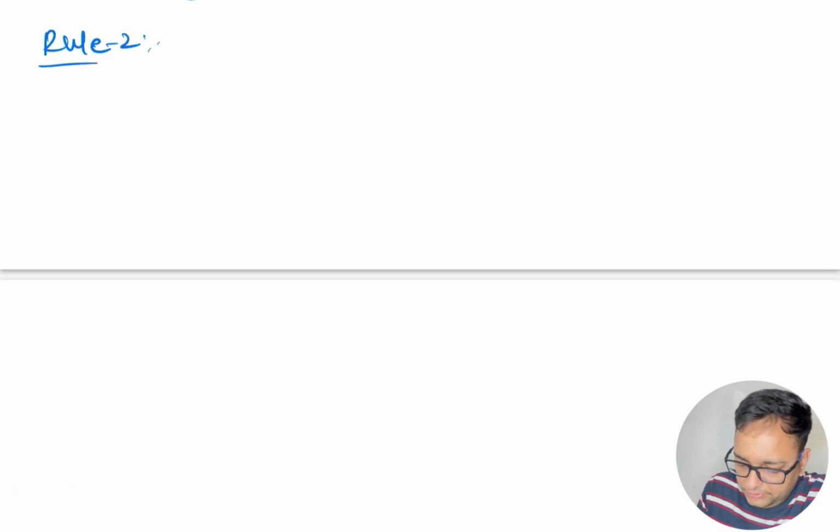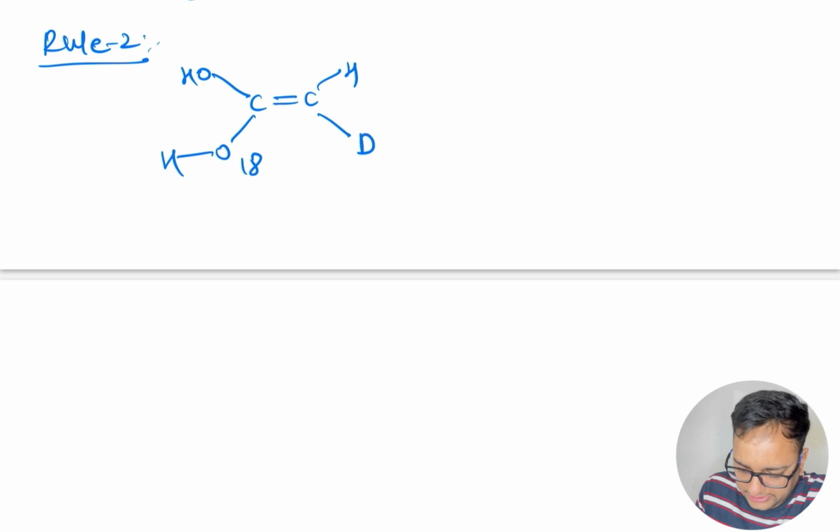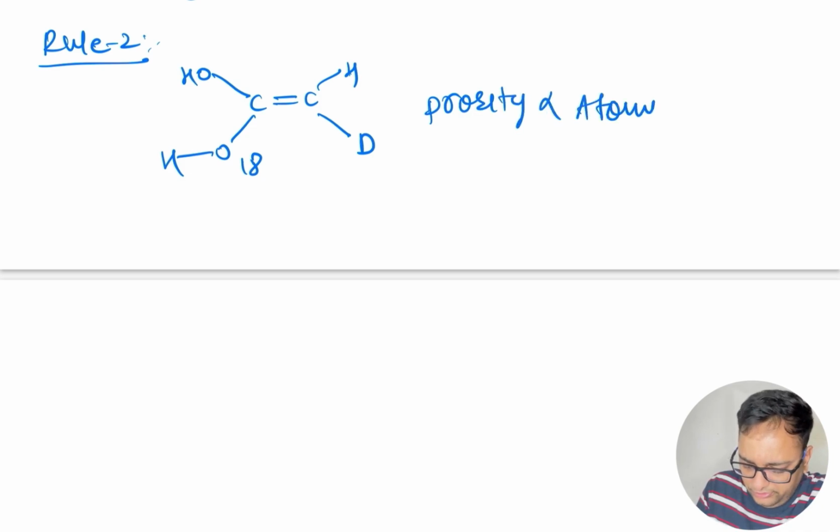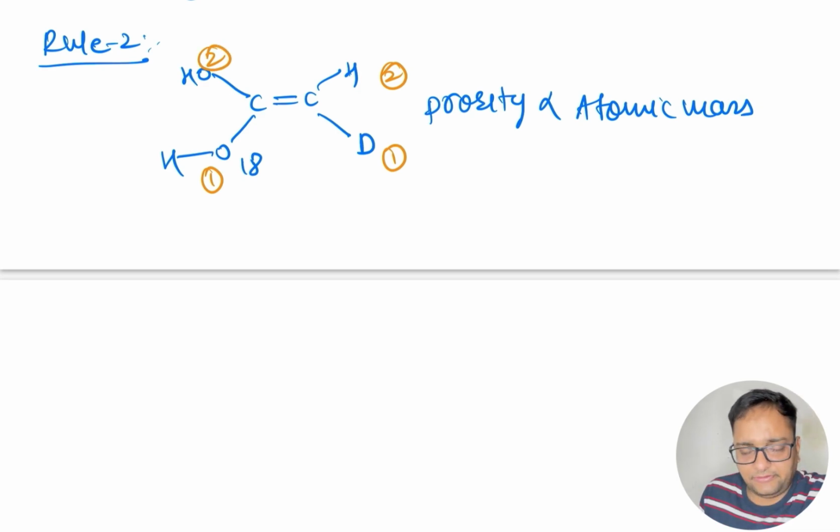Next we have rule 2. What is rule 2? Rule 2 is like we have OH, C double bond C, H, OH. Here we have isotope 18 and here we have D. So whether it is Z or E, the atomic numbers are the same. So when the atomic number is the same, the priority is given to the atomic mass. So the atomic mass of D gives 1 and 2. Here it is 1 and 2. So whichever has the more atomic mass, we will give priority 1. Right. So that's how we will name it.